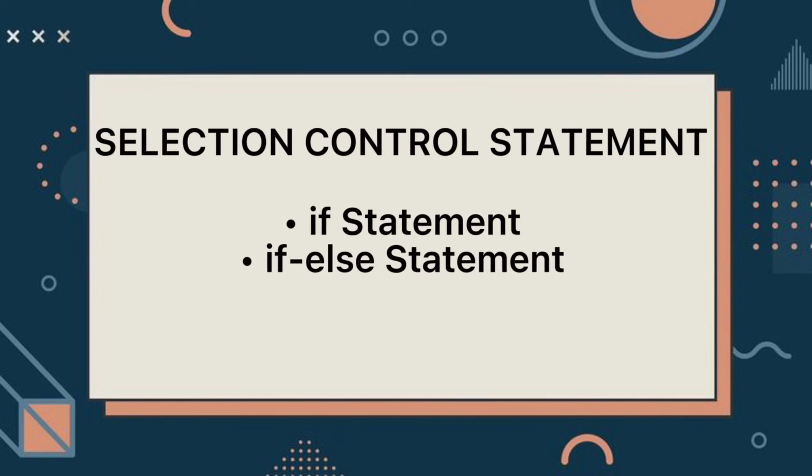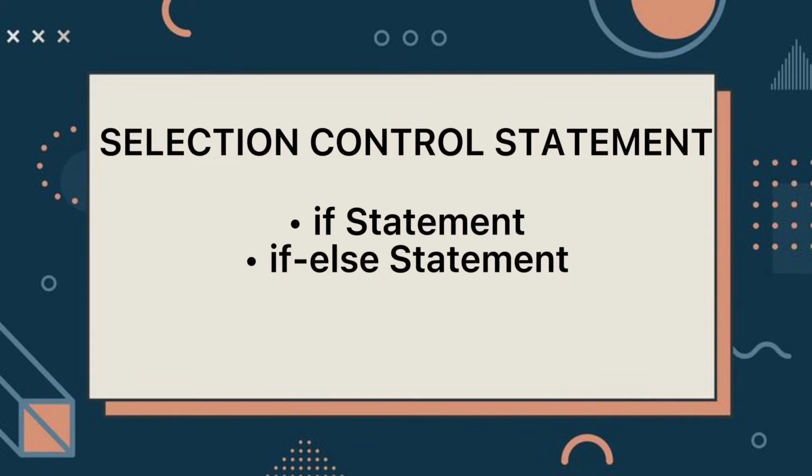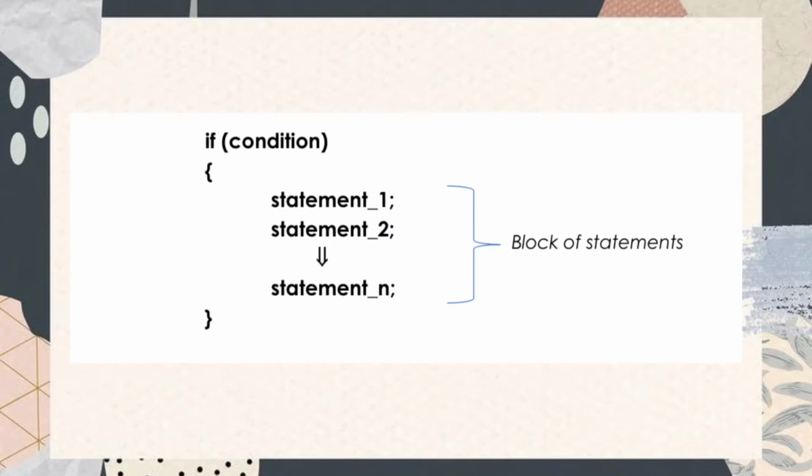Selection control statements are conditional control structures in C++ that are able to select between two or more decision paths and are implemented using if, if-else, and switch statements. If statement. The if statement is a single selection statement used in C++ to execute a block of statements only when the condition is true.